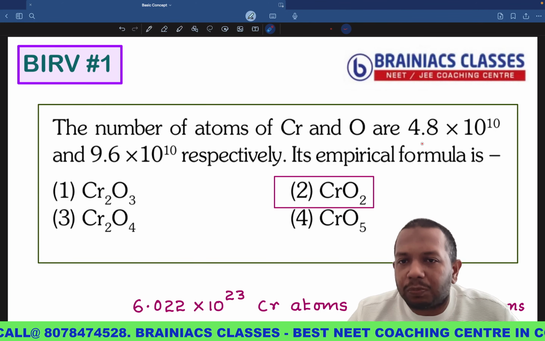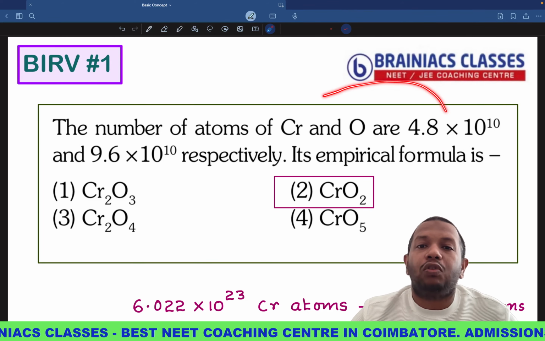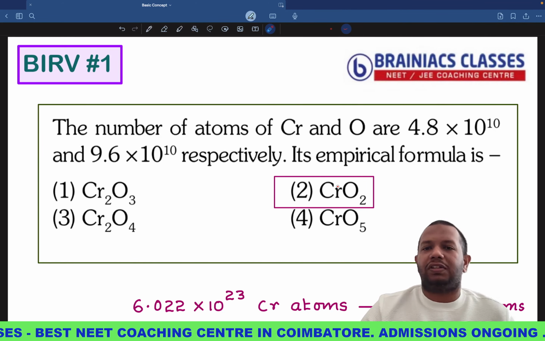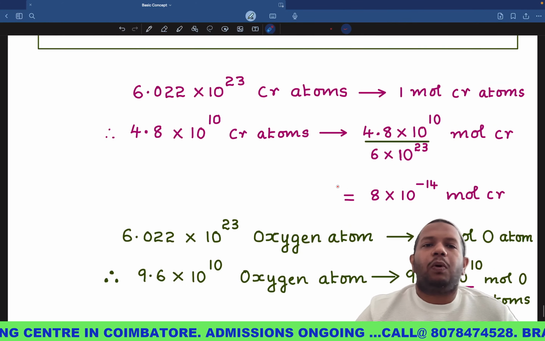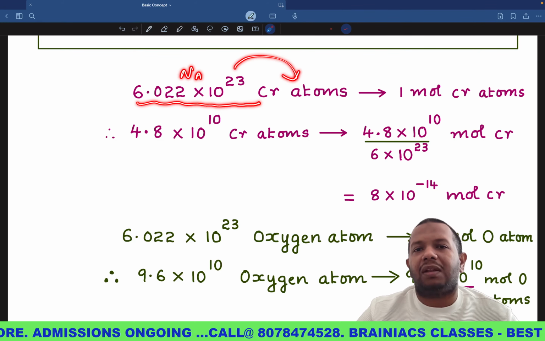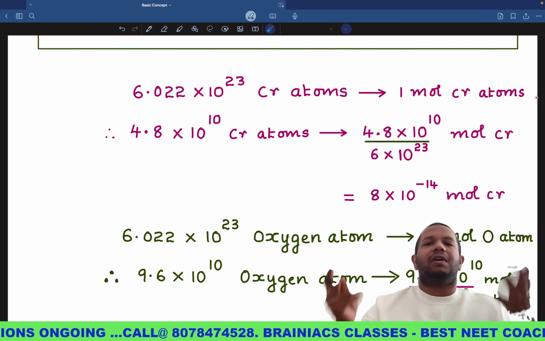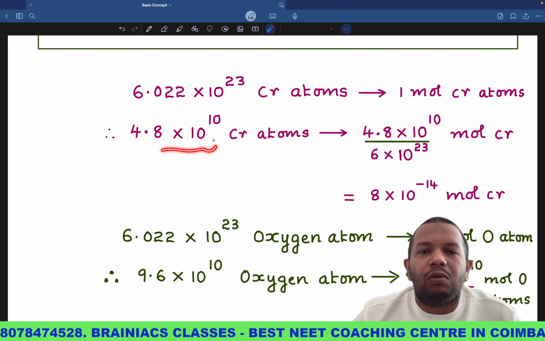So first, with respect to the number of atoms, we need to find the number of moles of chromium and the number of moles of oxygen. Then we can go to the empirical formula. Listen, 6.022 into 10 power 23, or Avogadro number, of chromium atoms corresponds to 1 mole of chromium. We know it's a fundamental thing. But we have how much? 4.8 into 10 power 10.